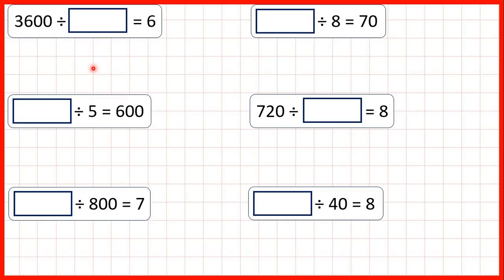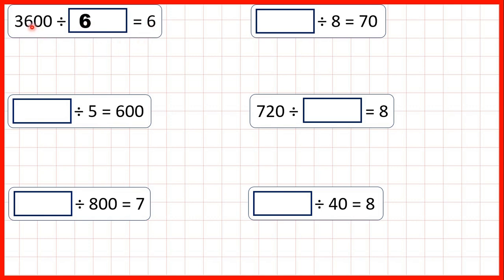Now we have some missing number division problems for multiples of 10 or 100. So first, 3,600 divided by what equals 6? Well, if we ignore the zeros for a moment, we know that 36 divided by 6 is 6 because 6 times 6 is 36.